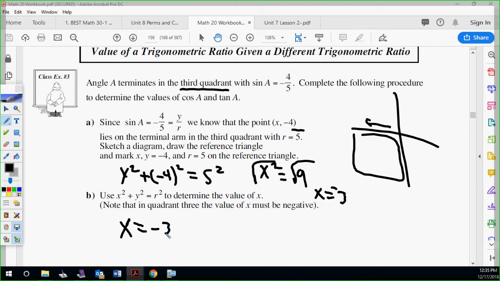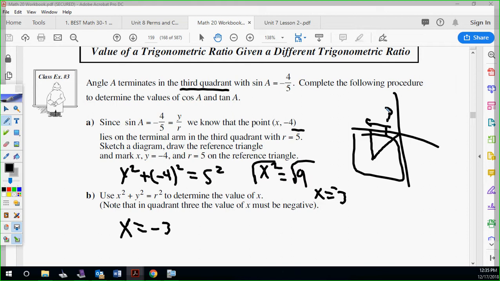So let's determine the quadrant. Sketch the diagram. We know r is going to be 5, and we know that y is 4. That's what they want us to sketch there. Okay, and we'll go down to the next part.